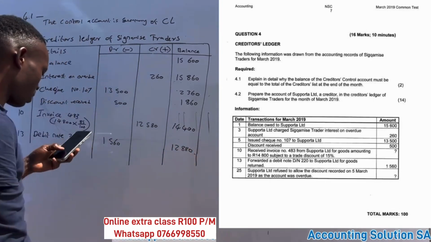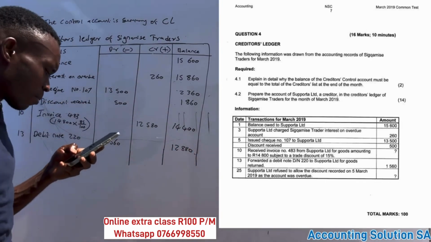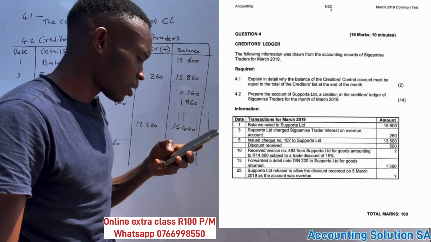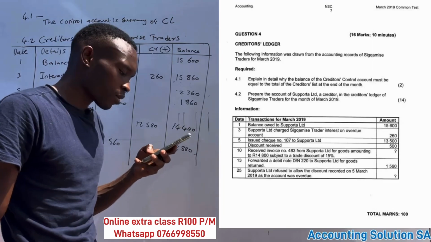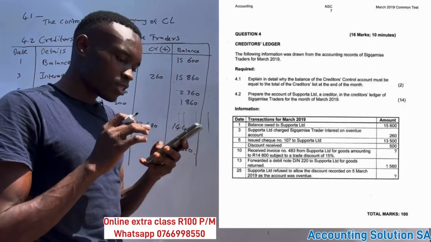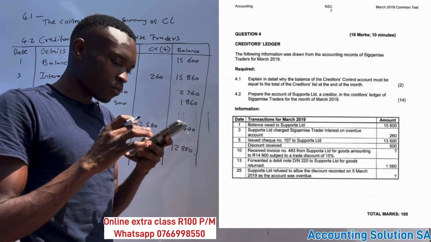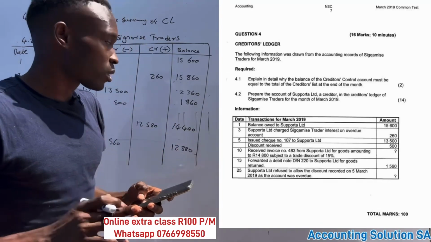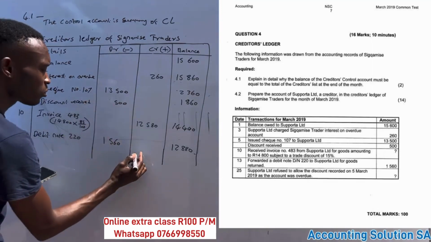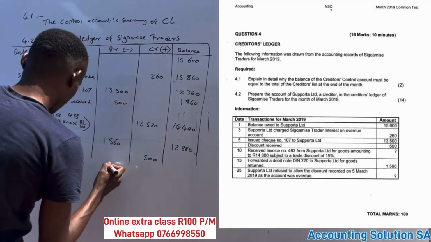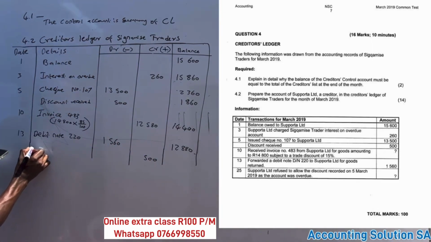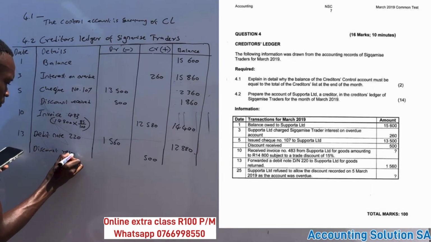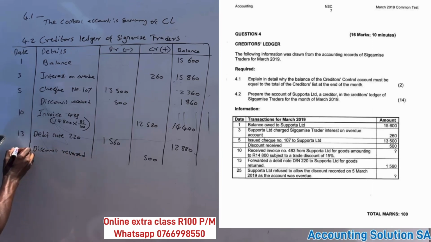Then the last one, they say Support Ltd refused to allow a discount recorded on 5 March 2019 as the discount was overdue. The discount that we took on the 5th, which was 500, they said no, it was not allowed, which means that this 500, we need to reverse it back. Discount reversed on the 25th.